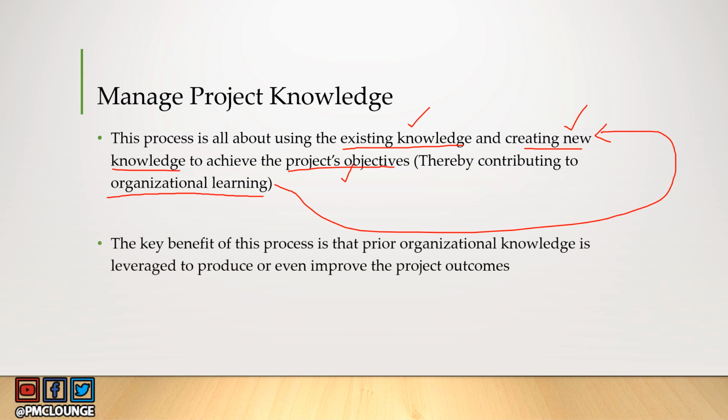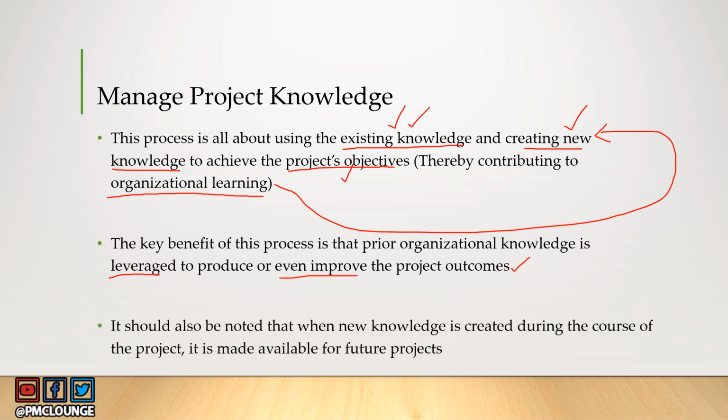So the key benefit of this process is that prior organizational knowledge is leveraged, since we talked about using existing knowledge. So prior organizational knowledge is leveraged to produce or even improve the project outcome. So when you're meeting the project objectives, when you're achieving them, you're trying to produce or even improve the outcomes of the project. It should also be noted that when new knowledge is created during the course of the project, it is made available for the future project. So whenever you're creating new knowledge, it becomes existing knowledge for the future project. So that's something important that you should note about this process.